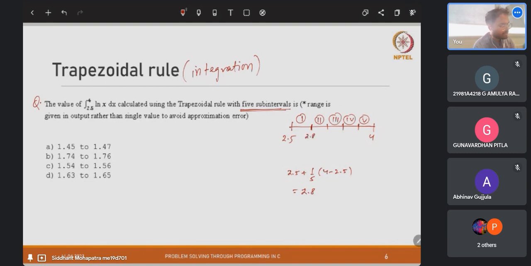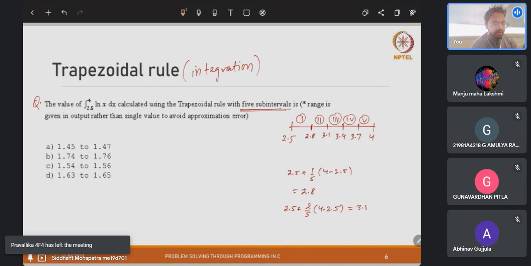So this would be my first subinterval. Then what would be my second subinterval? It would be 2.5 plus 2 by 5 into 4 minus 2.5, which would be basically adding 0.3 to this, which would be 3.1, right? So 3.1. Similarly, again 0.3. If I add 0.3, 3.4. Then again I add 0.3, which is 3.7, and then we get 4. So these are the 5 subintervals that we have, and we have to use the trapezoidal rule in calculating this.